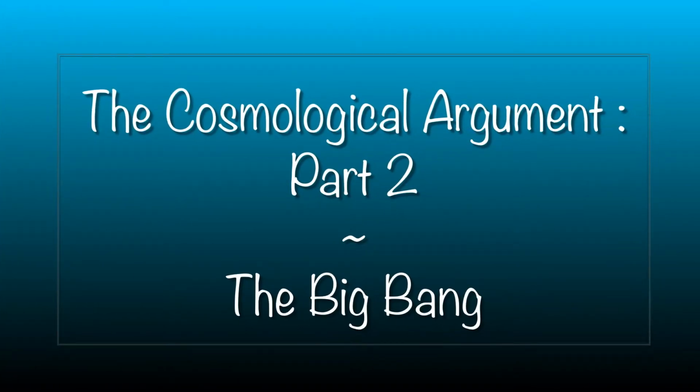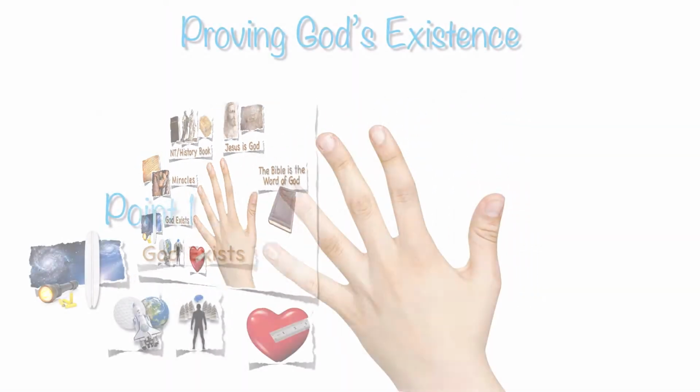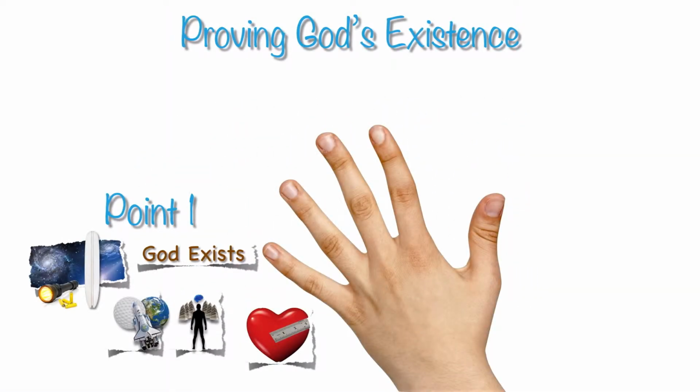The topic of this video is the Cosmological Argument Part 2, the Big Bang, where we're going to discover some amazing things about the beginning of our universe, the galaxies, planets, and stars, which will help us to uncover clues about the universe's age and origin, which in turn will help us to later prove the existence of God. We're currently going through our 5-point hand illustration here on point 1, proving that God exists.